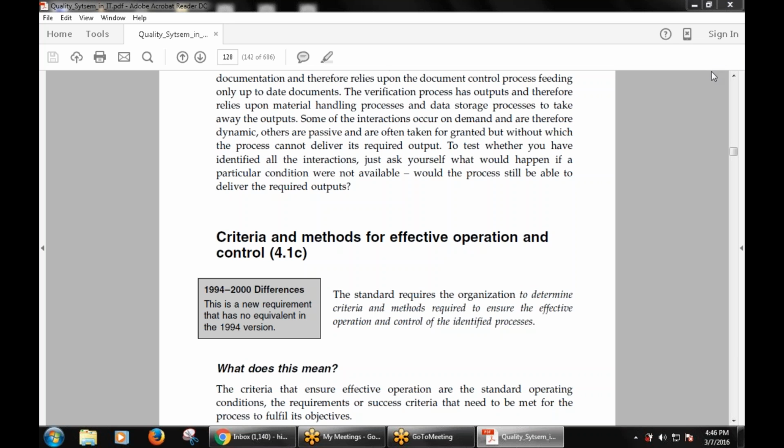Now, for the next part, that is the criteria and the methods for the effective operation and control. What are the various effective methods, and what are the various criteria for effective operation and control? The standard requires the organization to determine the criteria. That means, what is the main criteria to determine, or what is the main method to determine the criteria.